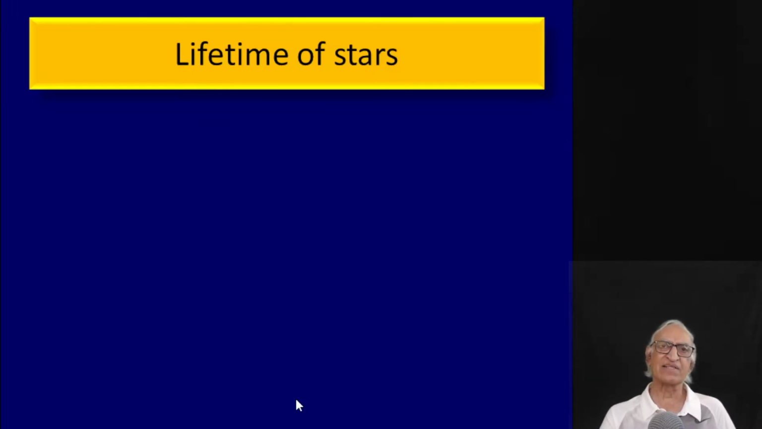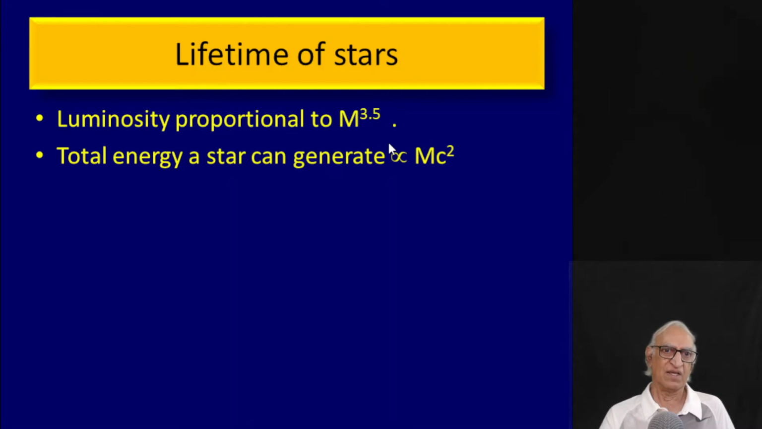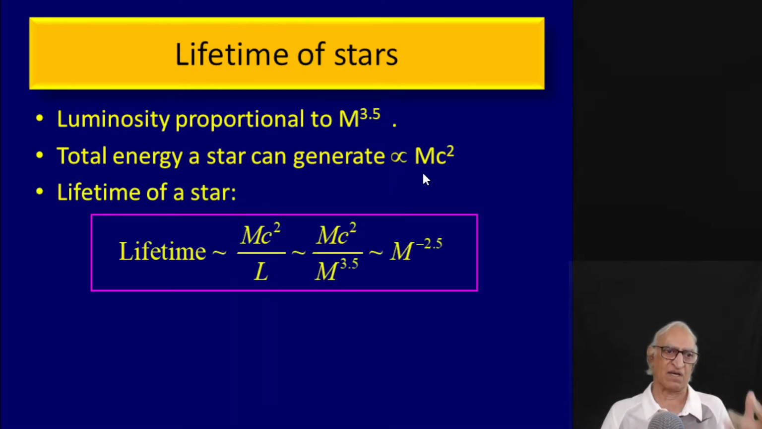What are the implications of Eddington's theory for the lifetime of stars? He said that the luminosity of a star is proportional to m to the power 3 in Eddington's theory, but observation tells us it's m to the power 3.5. The total energy a star can manage to radiate is of the order of mc squared. Therefore, the lifetime of the star is the total energy, mc squared, divided by the rate at which it is radiating energy, which is the luminosity, proportional to m to the power 3.5. Therefore, the lifetime of the star is proportional to 1 over m to the power 2.5, a rather steep power of the mass.